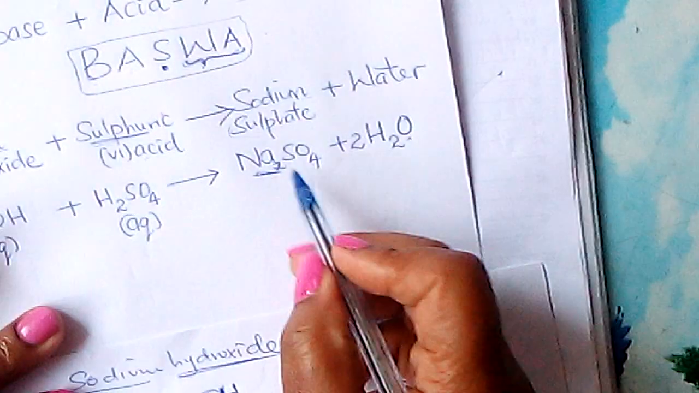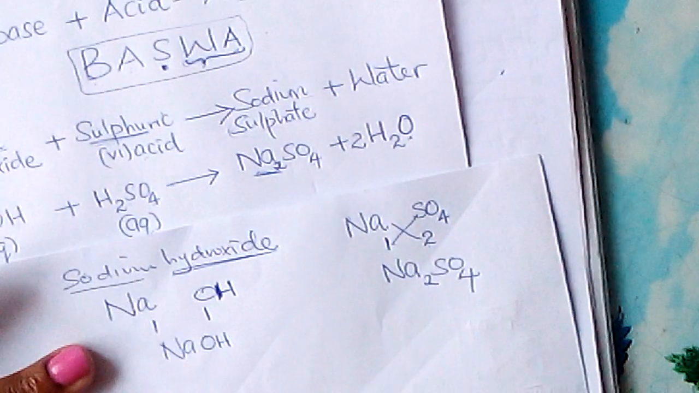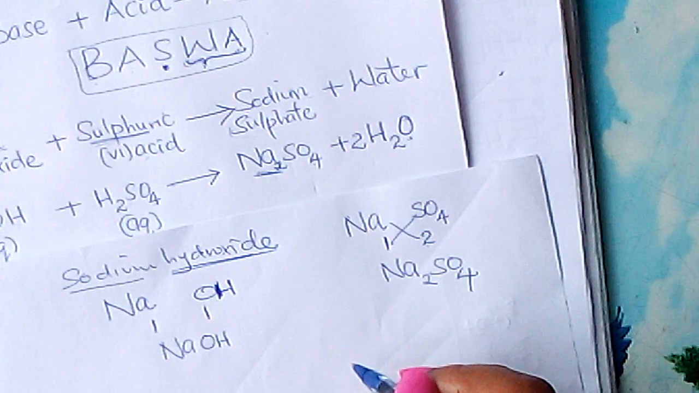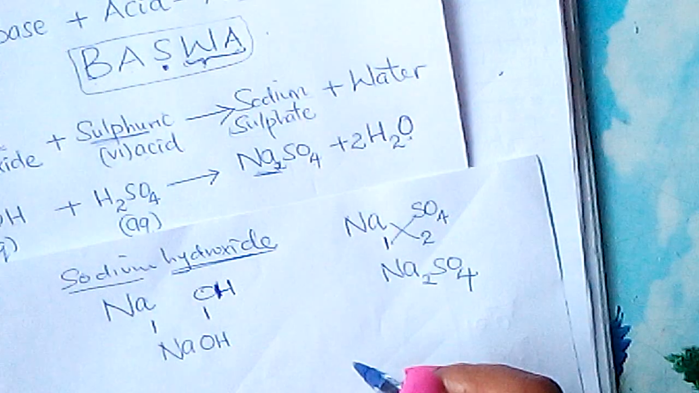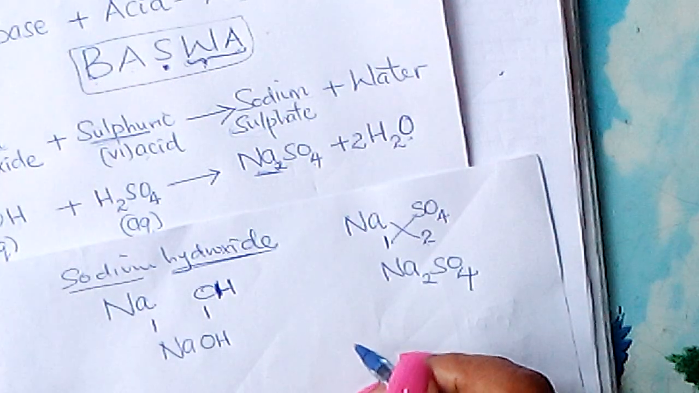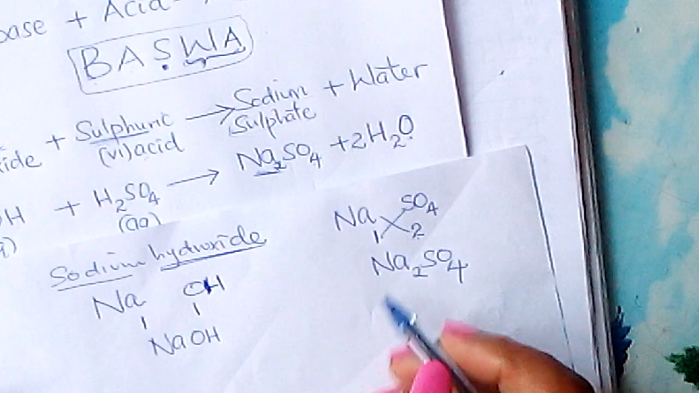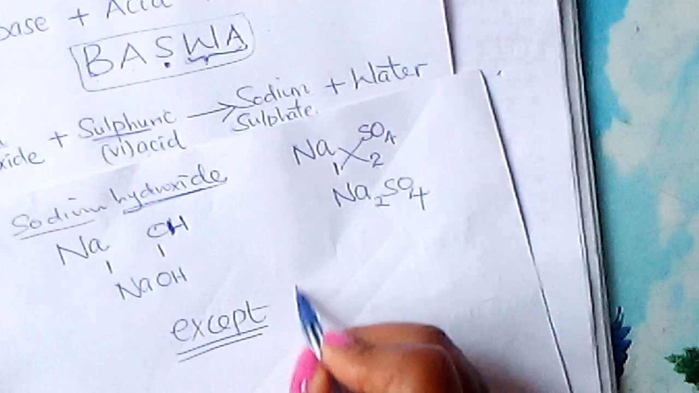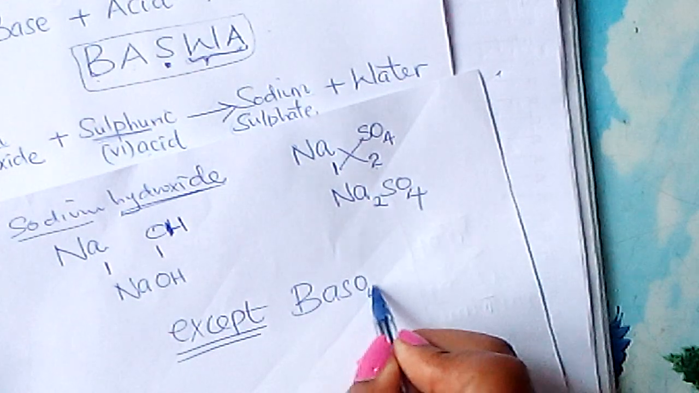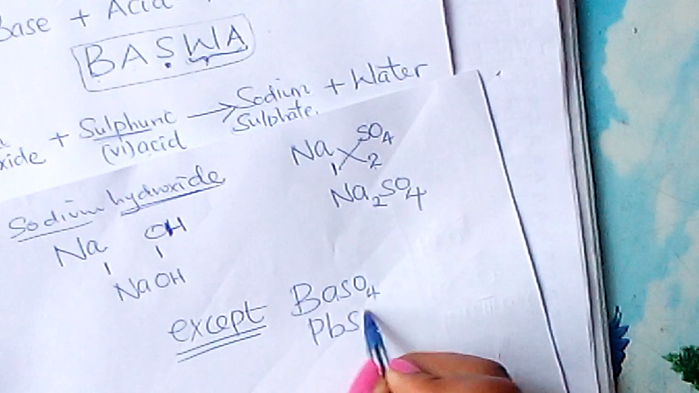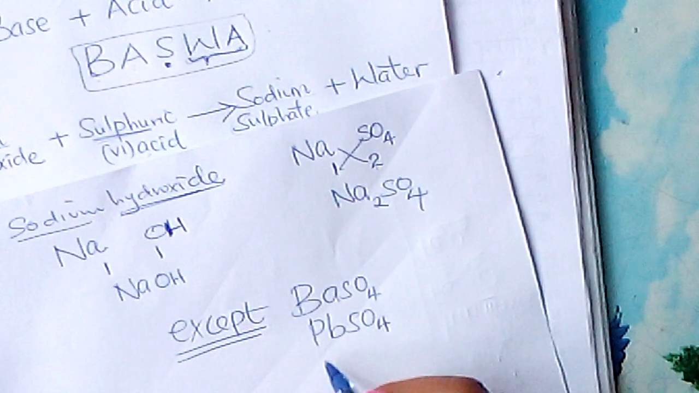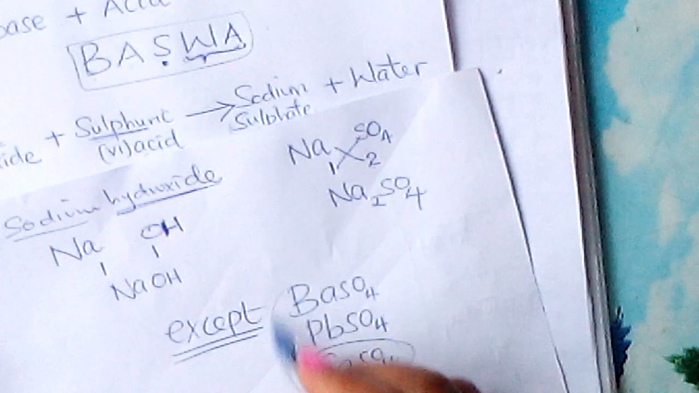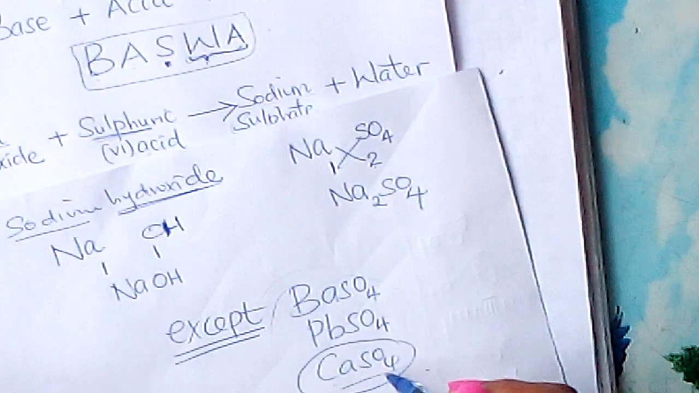Sodium sulfate, Lana, what is the state? How do you get the state? You have learned that all sulfates are soluble, Lana. All sulfates are soluble except what? All sulfates are soluble except barium sulfate and lead sulfate, lead 2 sulfate. And also calcium sulfate is slightly soluble, so it is fixed under this group of insoluble sulfates.